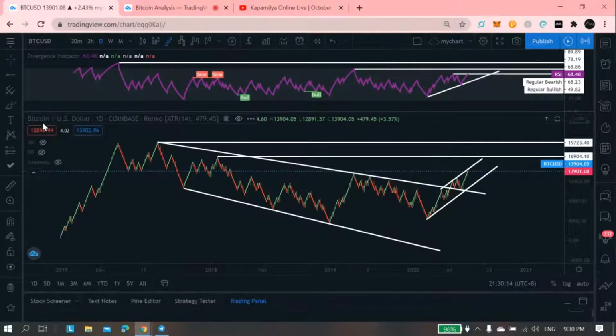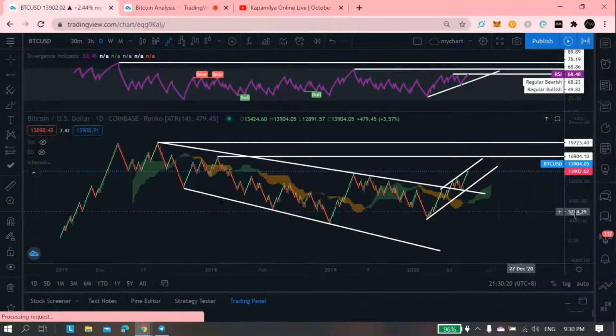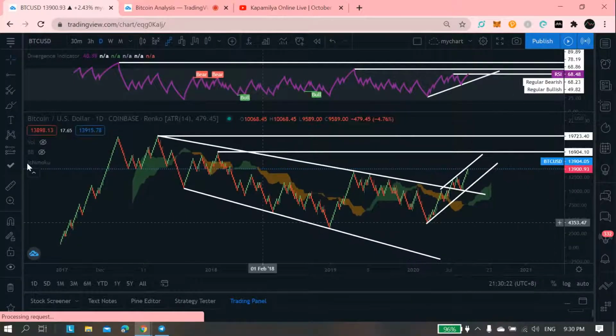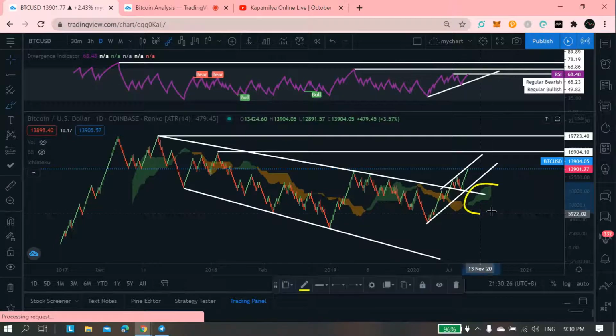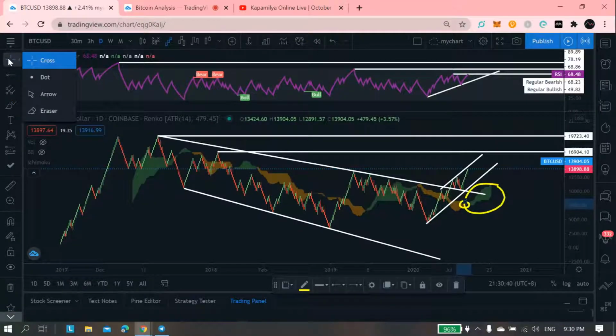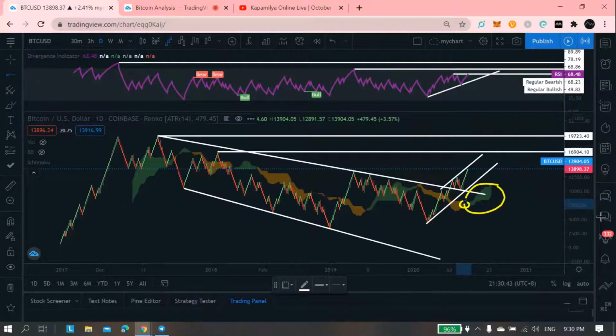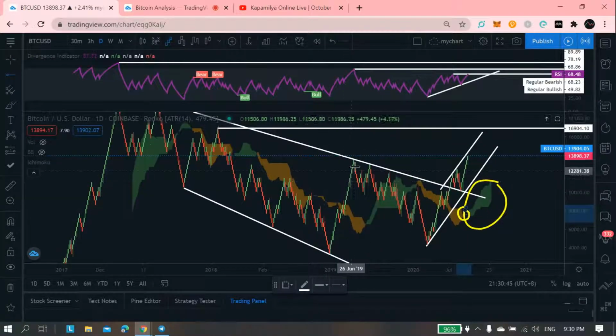Anyway, let's also add the Ichimoku cloud. So if you add the Ichimoku cloud, you can see that the cloud, so this is the reversal point at that area. And I think I forgot to plot the support here again.